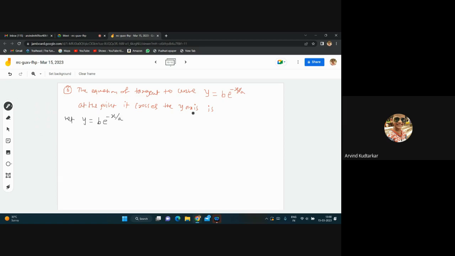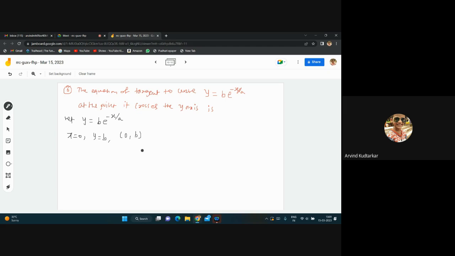When it crosses the y axis, it means that the value of x is 0. If it crosses or meets the y axis, what is the value of x? It is 0. So when x is 0, what is the value of y? x is 0, e raised to minus 0 is 1, so y is equal to b. At which point will this curve intersect the y axis? At 0, b. For this point the curve intersects the y axis. Okay.